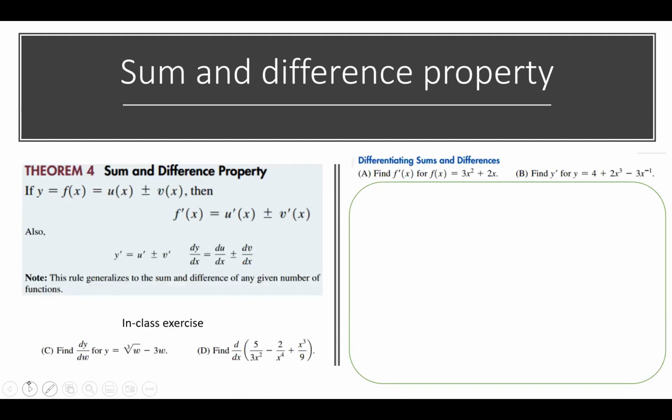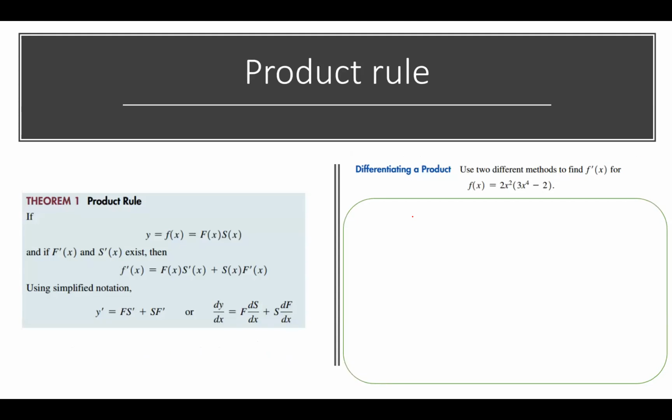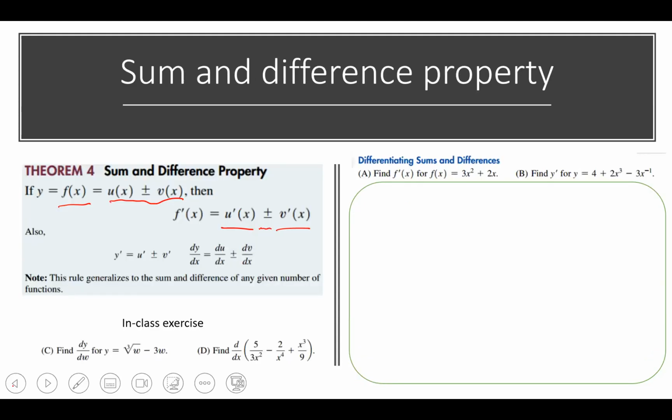All right, so next one we have the sum and difference property. What this means is that if function f of x itself consists of the sum or the difference between two functions u and v, then we can actually apply the derivative operation to each of the functions u and v, and the summation or difference in the operation stays the same. So basically, we just do the derivative operation on each component of the function. We can express it in this way as well, or in this way.